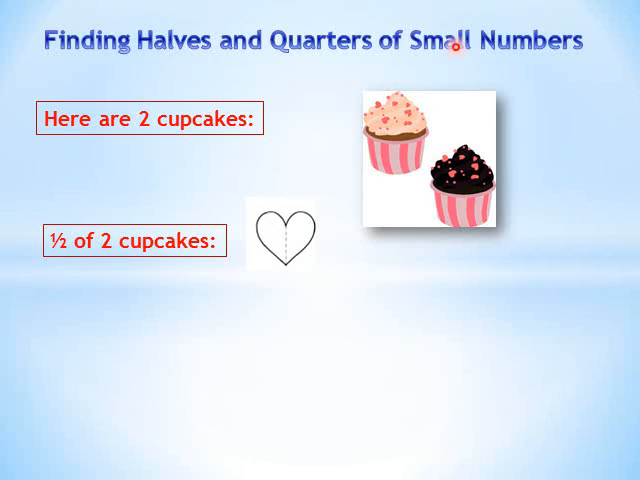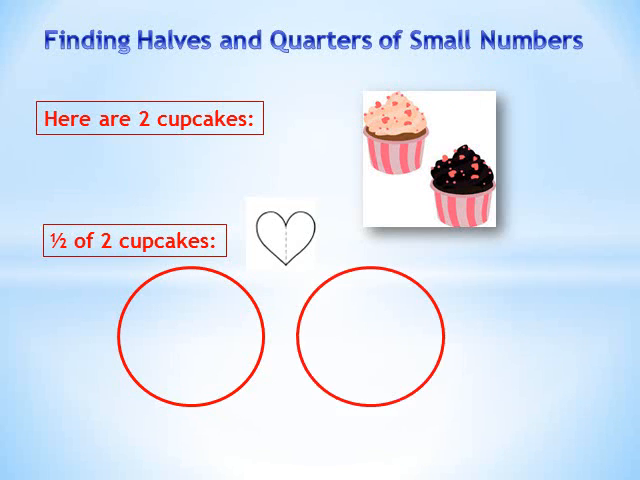So to get half of these two cupcakes, what shall I do? I need two groups. These are like the halves. See this heart? I divided it into two equal halves. But here I can divide into two halves. What shall I do? I will put two groups, and I want to put the same number of cupcakes in each group. I want two equal groups. So each group will be half, one half and another half.